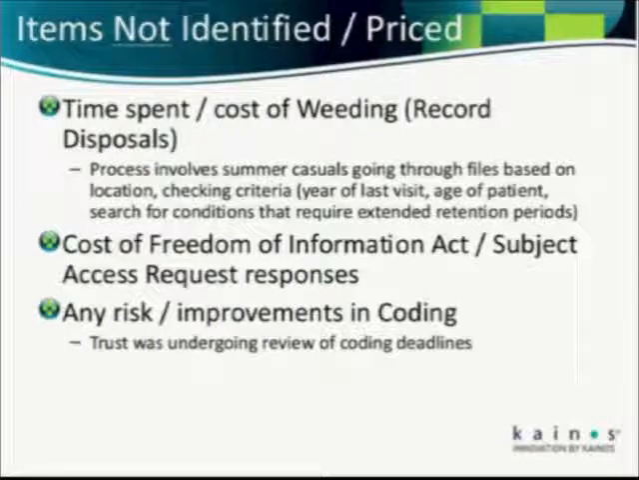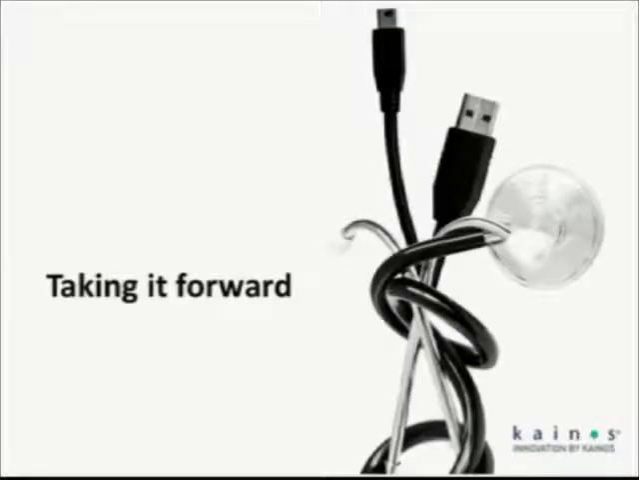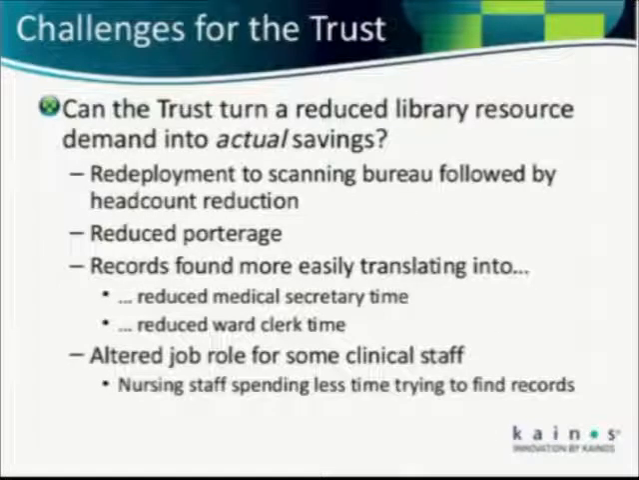So now that we've talked about what ADM is, how do we actually take it forward, and how do we derive further benefit? One of the big challenges is, yes, a solution like Evolve, an ADM solution, will bring you a reduction in cost in terms of library resources. But the challenge with all of these things is, can a trust actually turn reduced library resource demand into real savings?